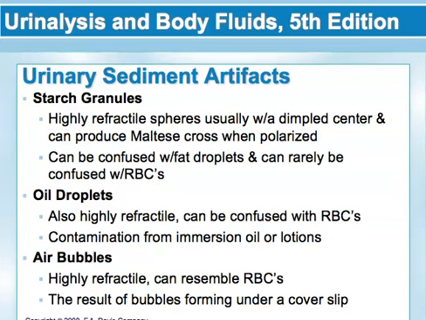Starch granules, so this could be cornstarch granules. They're highly refractile spheres, usually with a dimpled center that can be confused with fat droplets and can produce a Maltese cross when polarized. Rarely confused with red cells. These are often differentiated from pathologic elements through consideration of other urine chemical results, such as the presence of a positive reagent strip result for blood or protein, and the presence of oval fat bodies or fatty casts.